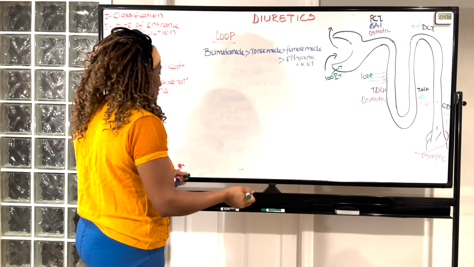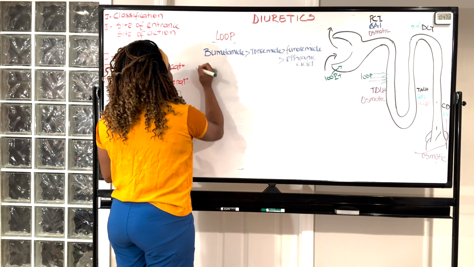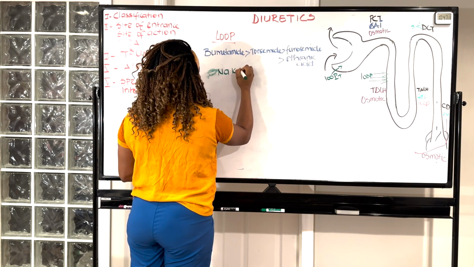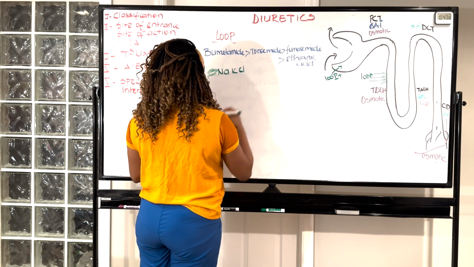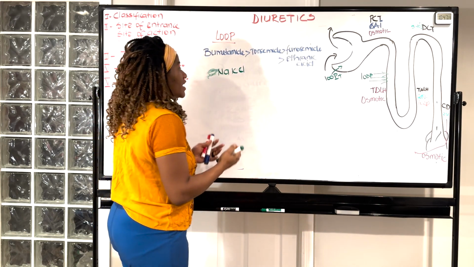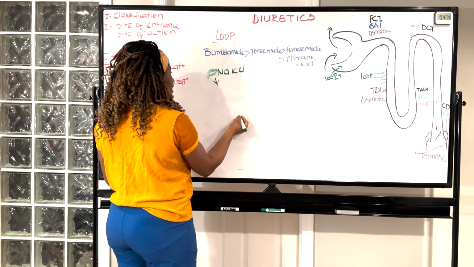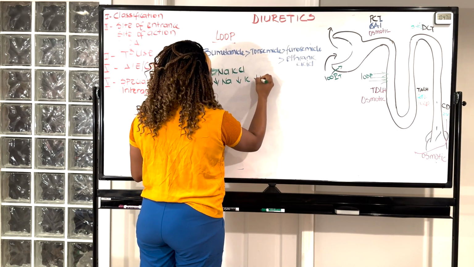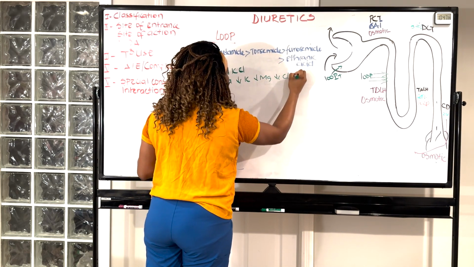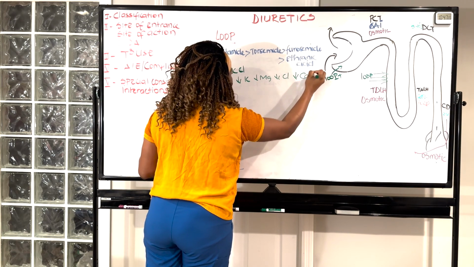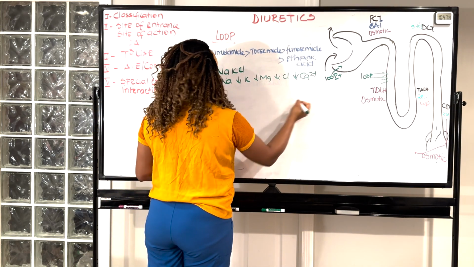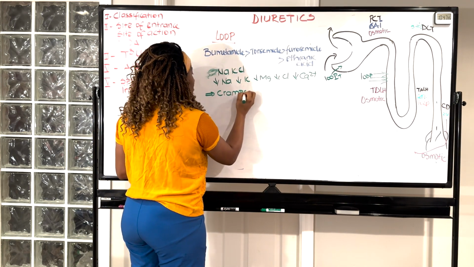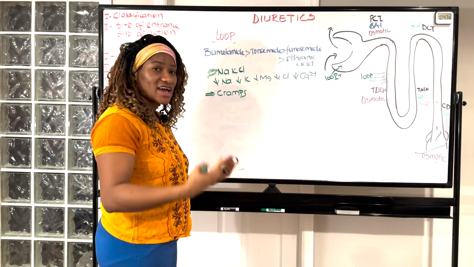So what is the mechanism of action? They're going to inhibit the sodium-potassium-chloride pump. So they're going to inhibit this pump, and they're going to flush most of these ions. We're going to have a decrease in sodium, decrease in potassium, decrease in magnesium, decrease in chloride, decrease in calcium. So all these decreases of ions are going to give you cramps. You're going to have cramps in your extremities and also in your GI.